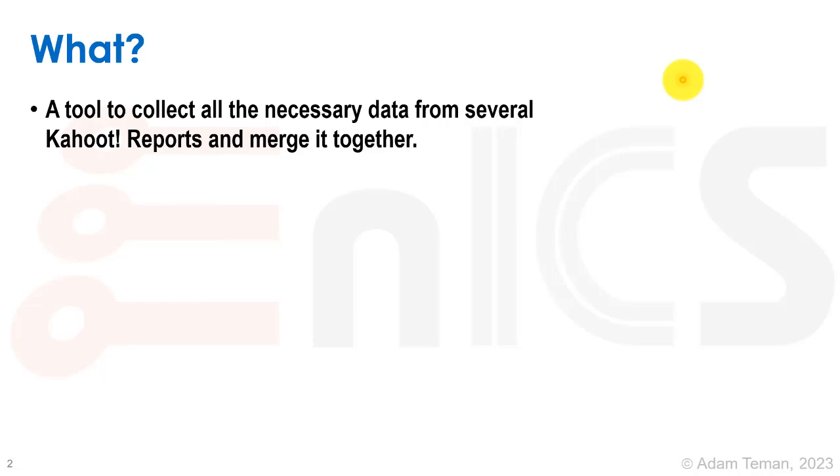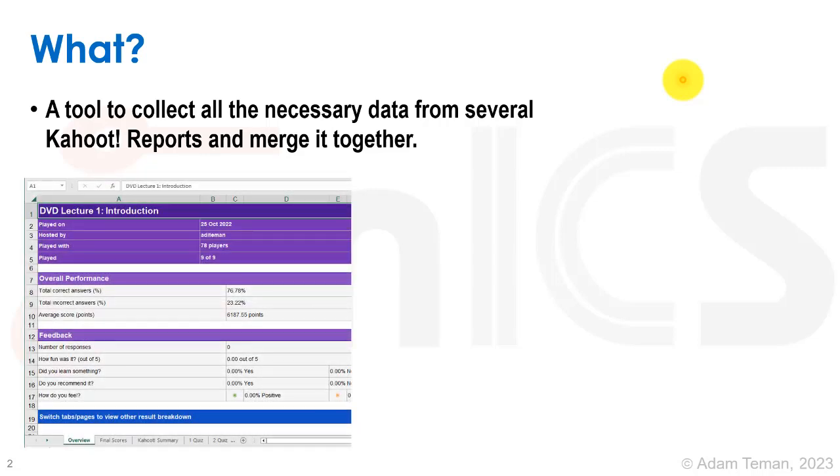So let's start with the what. What is it? It's a tool to collect all the necessary data from several Kahoot reports and merge it together. So we start with these types of Kahoot reports that you can see over here. They're this very fancy Excel type of sheet, but it just has the answers or the report that you got for one Kahoot.